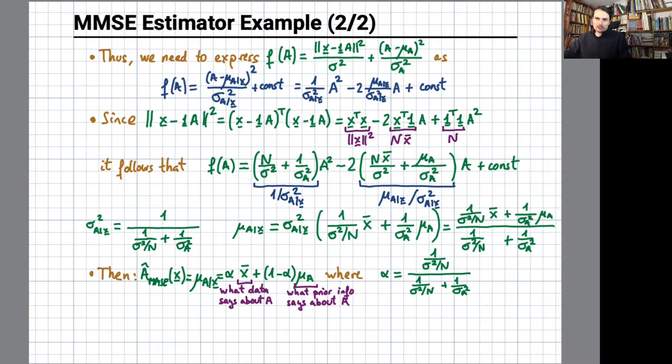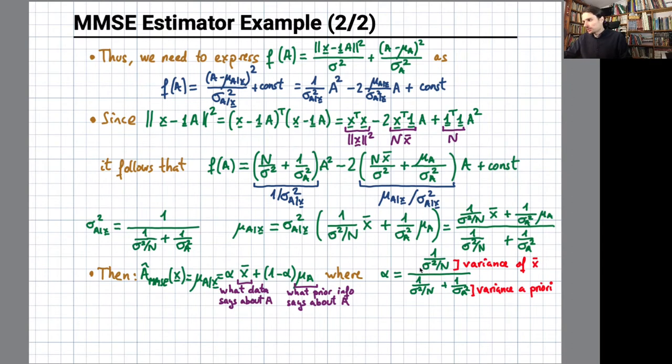But one may argue at this point that just taking a weighted average is not necessarily a good idea if this coefficient alpha is not properly chosen, right? However, we see that this is not the case here. This alpha seems to be a very good choice, right?